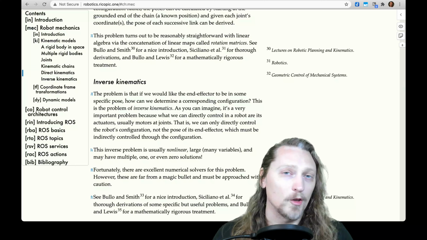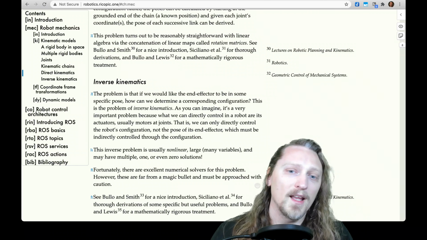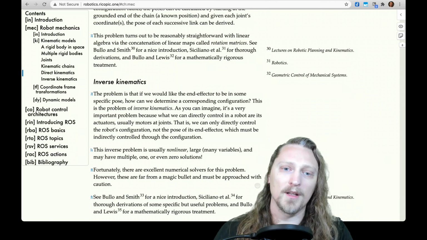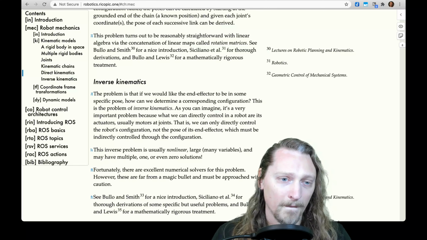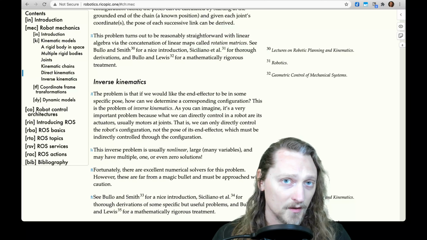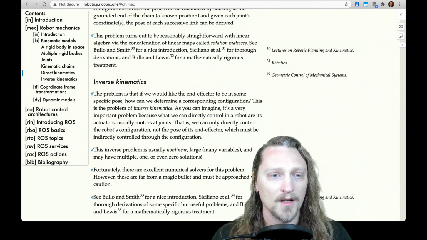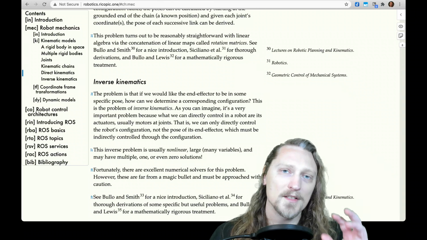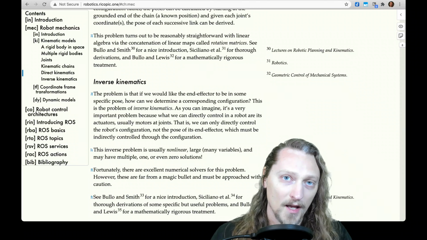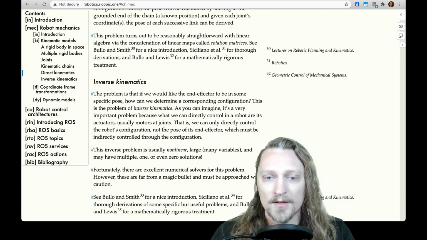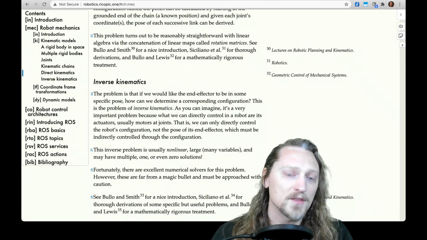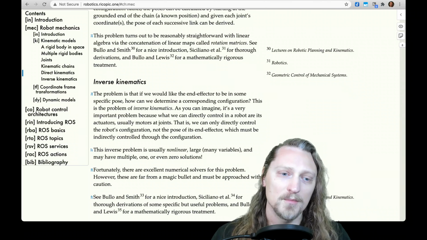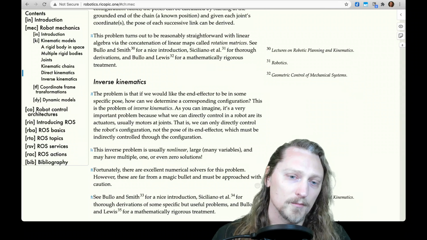Inverse kinematics. The problem is that if we would like the end effector to be in some specific pose, how can we determine a corresponding configuration? This is the problem of inverse kinematics. As you can imagine, it's a very important problem because what we can directly control in a robot are its actuators, usually motors at joints. That is, we can only directly control the robot's configuration, not the pose of its end effector, which must be indirectly controlled through the configuration.